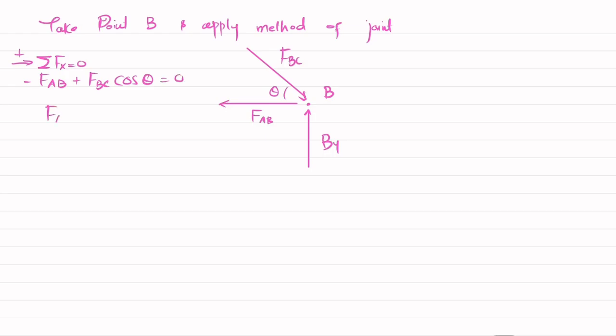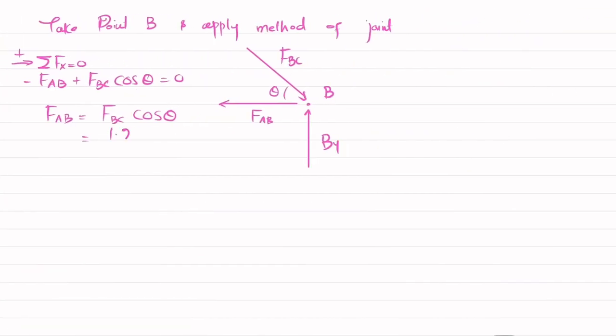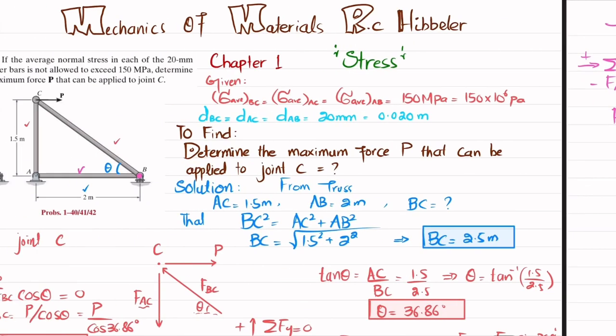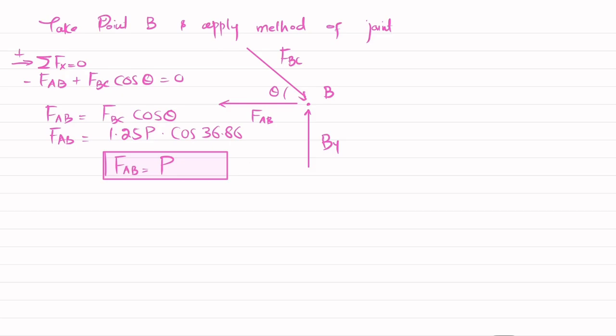We are interested to find out FAB. So FAB is equal to FBC into cos of theta. FBC, which we have calculated, is 1.25P. So 1.25 times P and cos theta is cos of 36.86. So when you calculate it, you will get this FAB is equal to P. And again, you can see that this load on joint B is like this. So as a result, the stress in member AB is in tension. Okay. So I will write this as tension T.